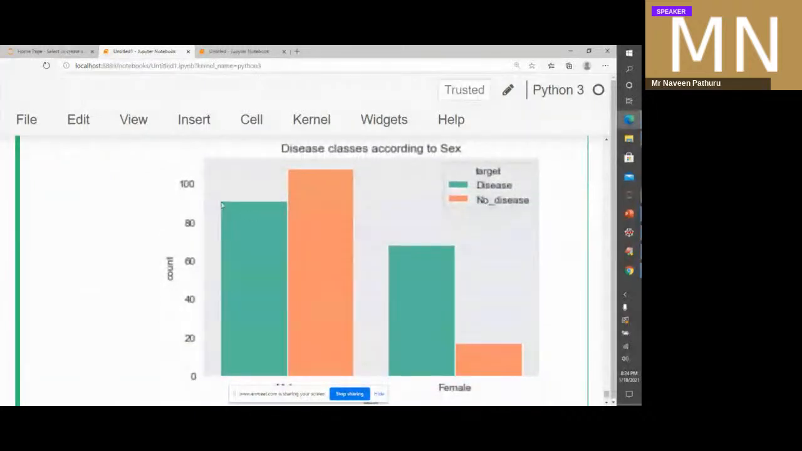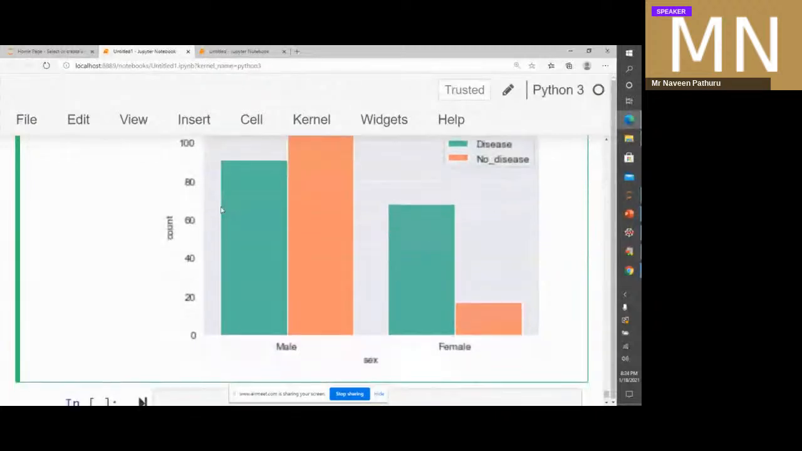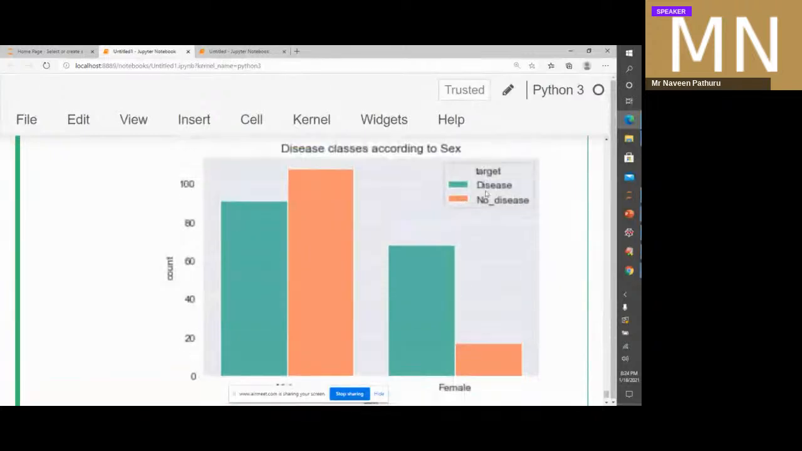If we project this here, that's close to 90 of the males. 90 males got the heart disease, and if you project this here, it's only maybe 70 of the females. So roughly you can see a majority of the males seem to be getting the heart disease rather than the females. And the orange color, very few females have no disease is what it is indicating. And again, a lot of males also do not have a disease here, guys.